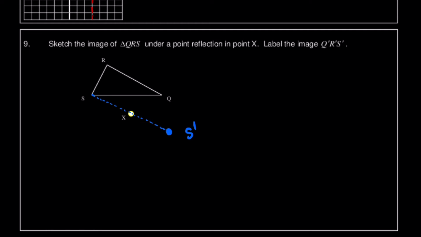I do the same thing with Q. Straight line to the point and then estimate the same distance to the other side. Looks like about there. That'd be Q prime. R looks like it'll be a little bit more challenging. And then to the other side, about the same distance. And there's R prime. And then all you have to do is connect those. Okay. Next question, 10.